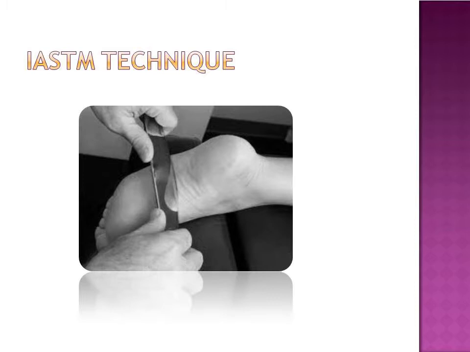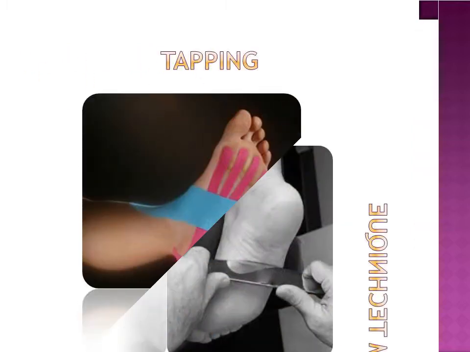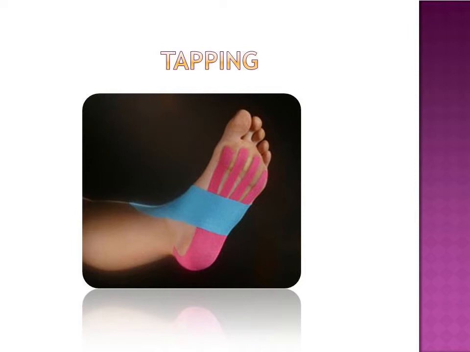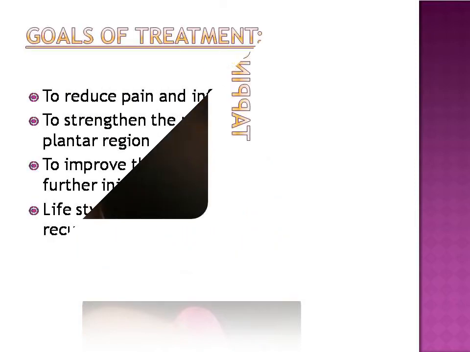The goal of instrument assisted soft tissue mobilization technique is to remove scar tissue and break and release adhesions. This helps in increasing the blood and nutrient supply to the injured area. Through instrument assisted soft tissue mobilization tools, appropriate pressure can be applied to the fascia for releasing the scar tissue. Taping helps to stabilize the plantar fascia and provides support to the arch of the foot.